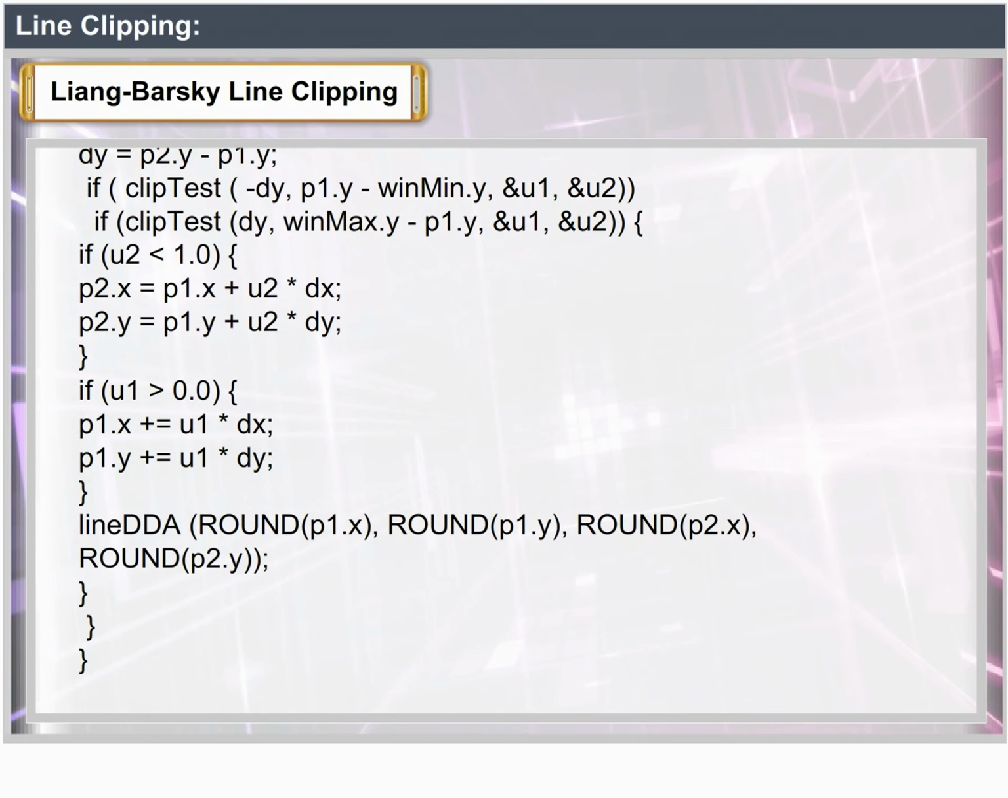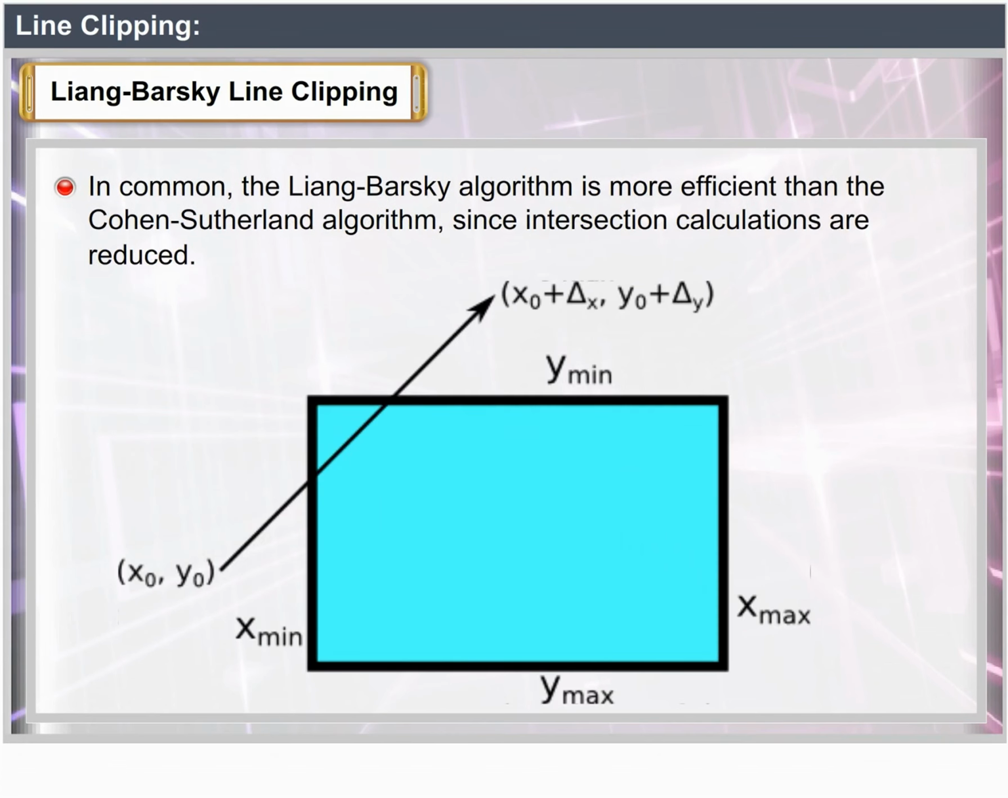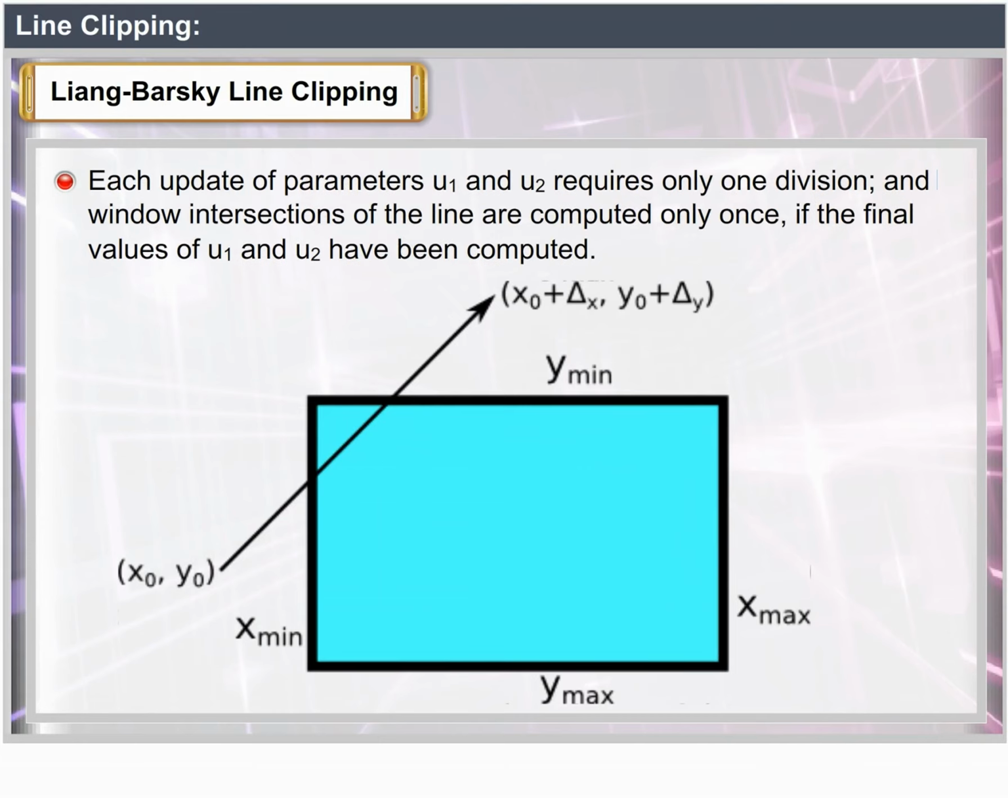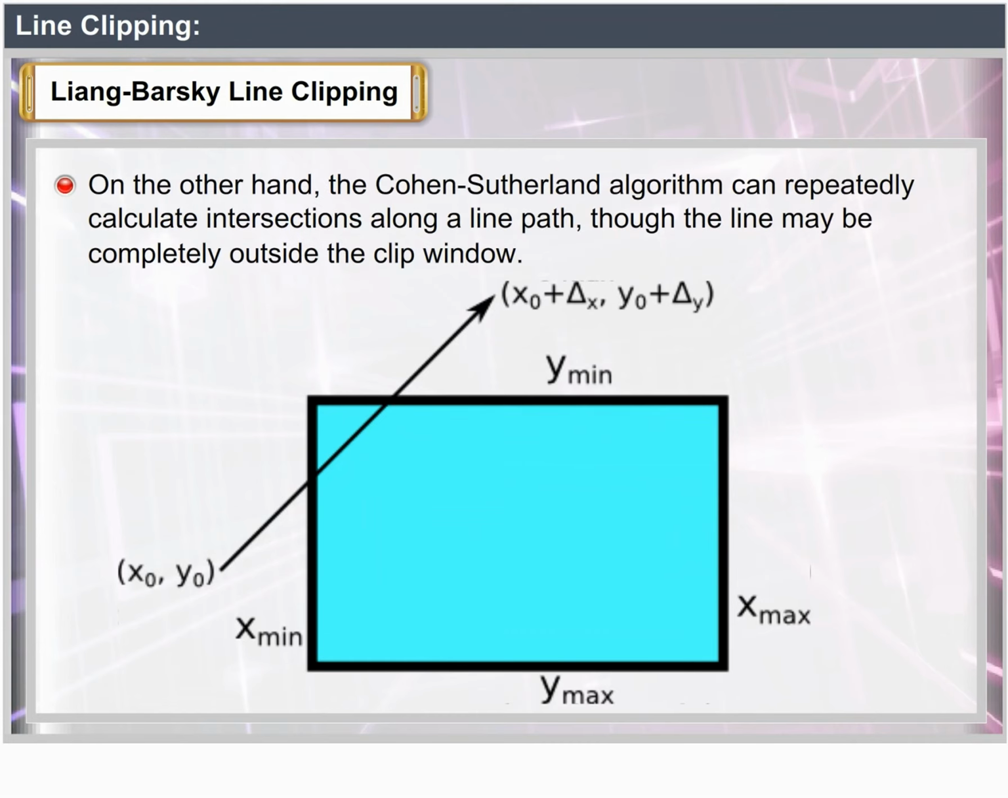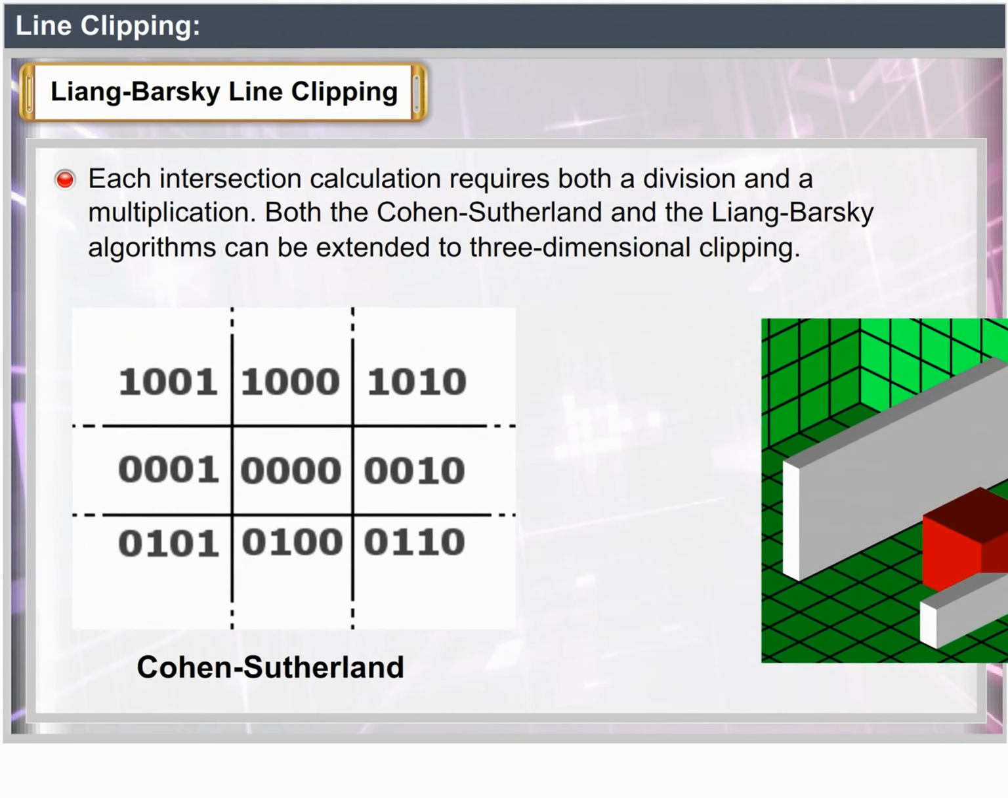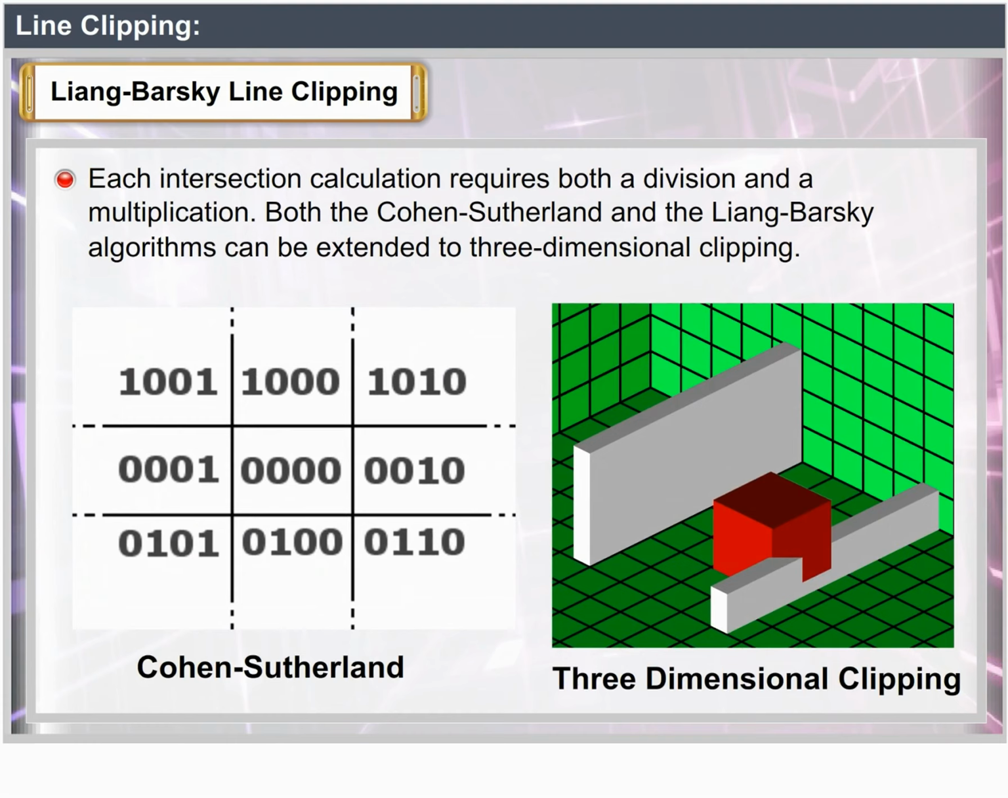In general, the Liang-Barsky algorithm is more efficient than the Cohen-Sutherland algorithm since intersection calculations are reduced. Each update of parameters u1 and u2 requires only one division, and window intersections of the line are computed only once when the final values of u1 and u2 have been computed. In contrast, the Cohen-Sutherland algorithm can repeatedly calculate intersections along a line path even though the line may be completely outside the clip window. And each intersection calculation requires both a division and a multiplication. Both the Cohen-Sutherland and the Liang-Barsky algorithms can be extended to three-dimensional clipping.